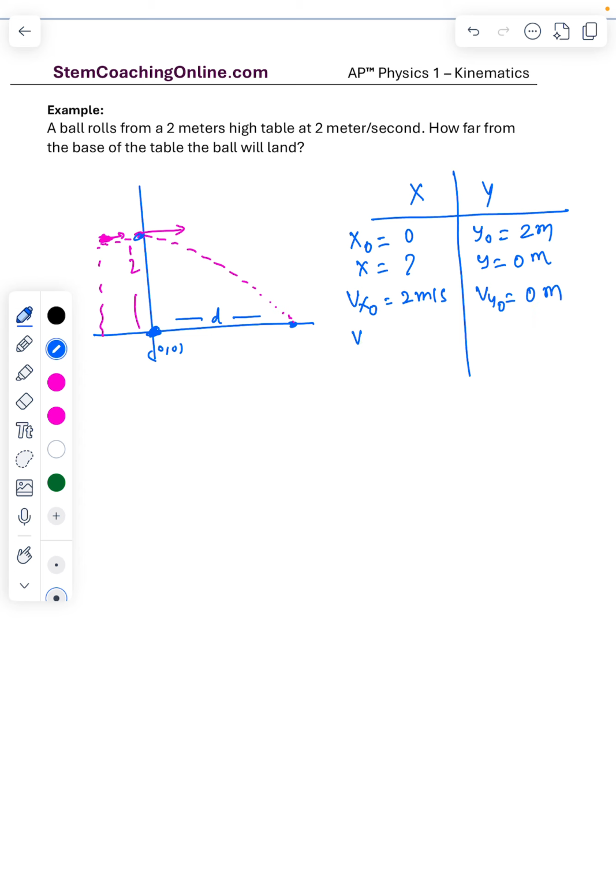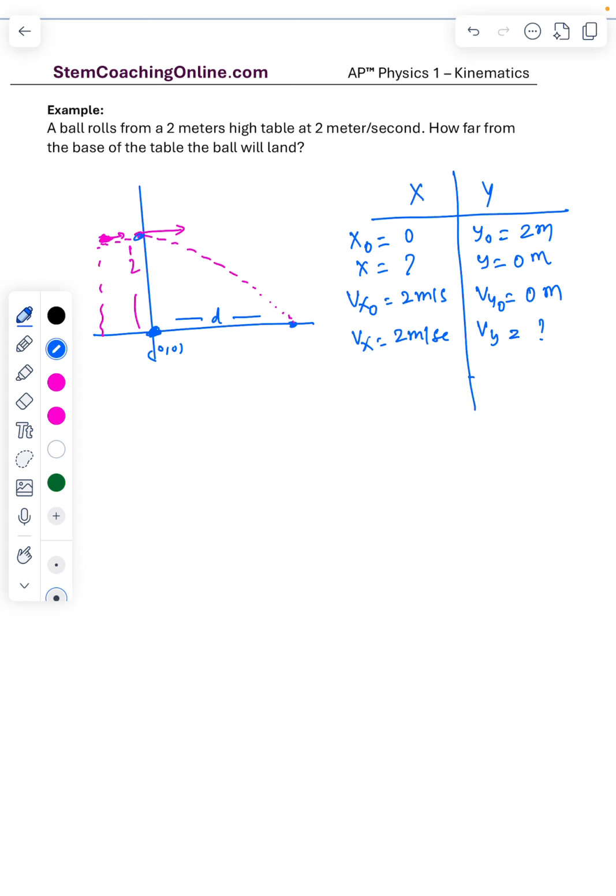What is my final horizontal velocity? Do I know? Yes. In projectile motion, in most of AP Physics 1, you can assume that the air resistance is negligible, and because of that, the horizontal component of the velocity will never change. So even in this case, my final x velocity will still be 2 meters per second. What is my final y velocity? We don't know, and we may not even need it.